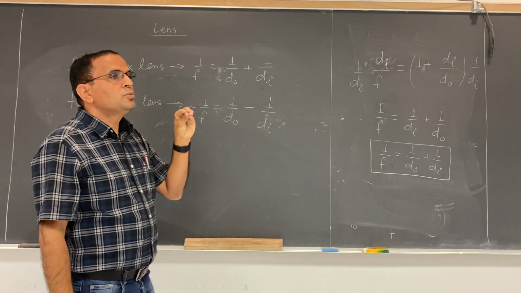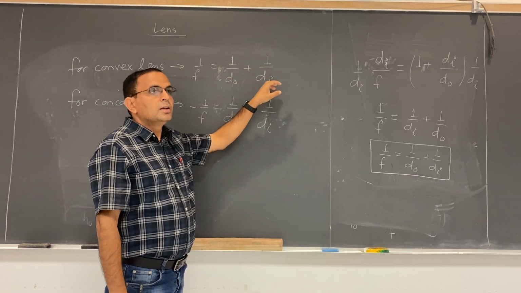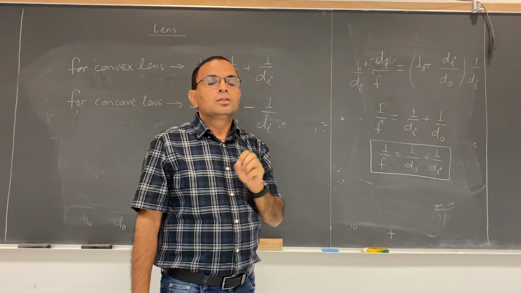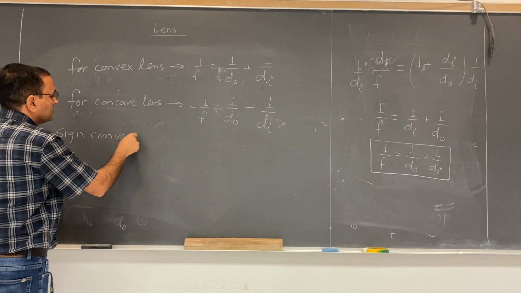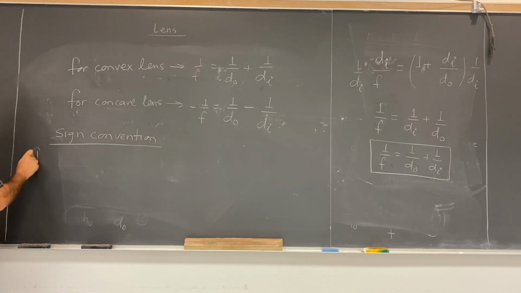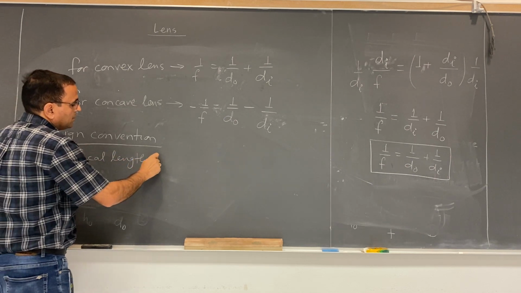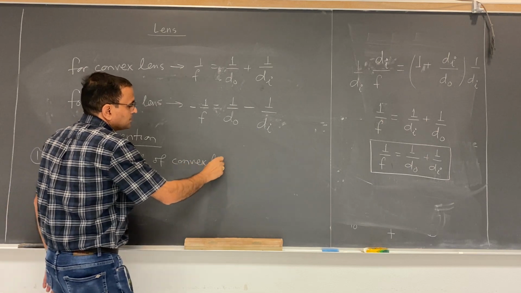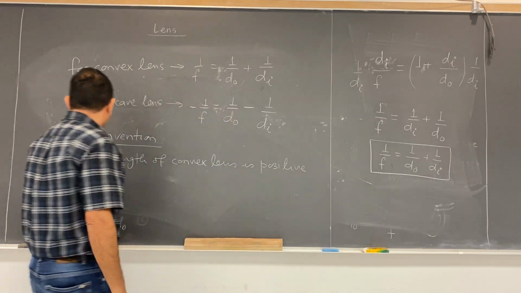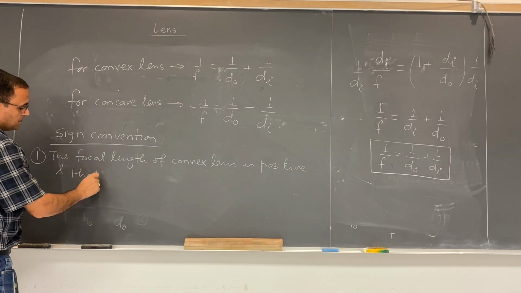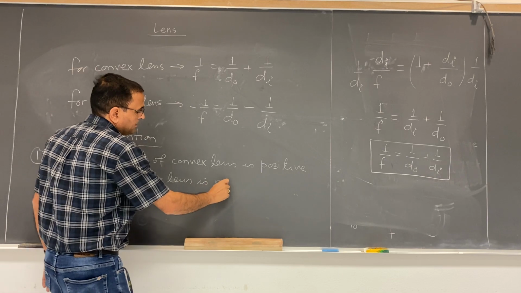So the only thing you have to keep in mind is, for the lens, you can write down 1 over f equal to 1 over do plus 1 over di, but you have to apply the sign convention. What is the sign convention then? Okay, number 1, the focal length of convex lens is positive, and that of concave lens is negative.